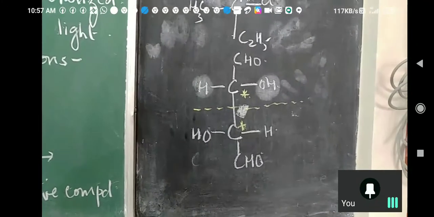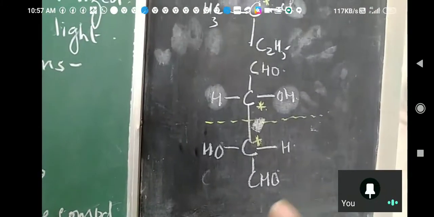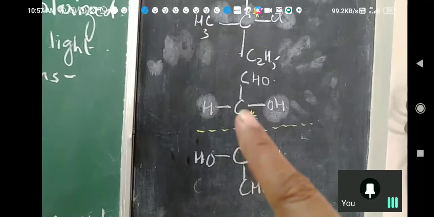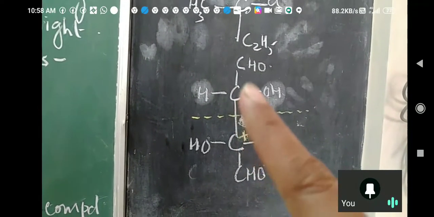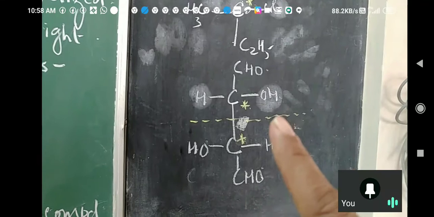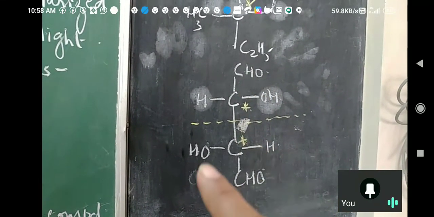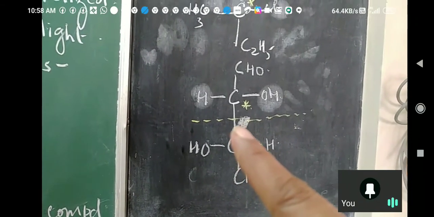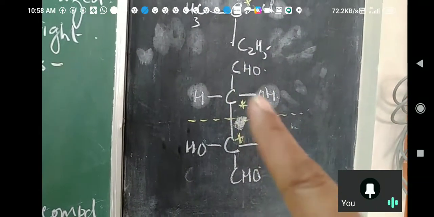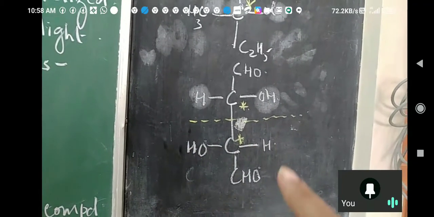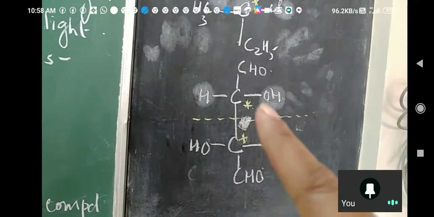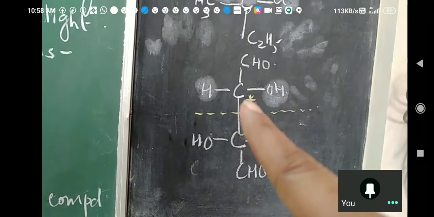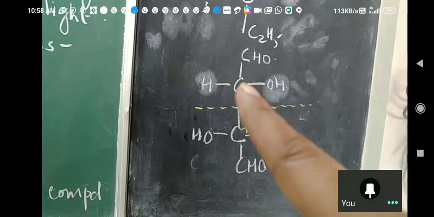Okay. Now come and see this molecule. The second one. Can you see this? It has got this carbon atom, what are the four valencies? Hydrogen, OH, CHO, and this whole molecule is occupying only one valency. 1, 2, 3, and this whole thing is 4. That means this is an asymmetric carbon atom.